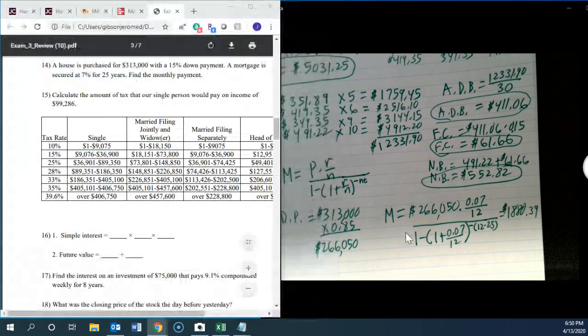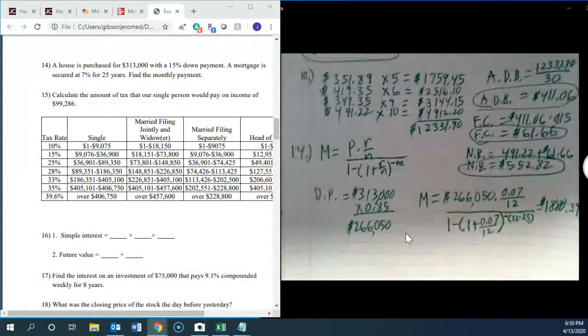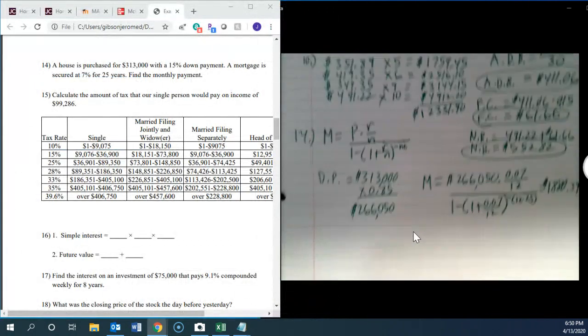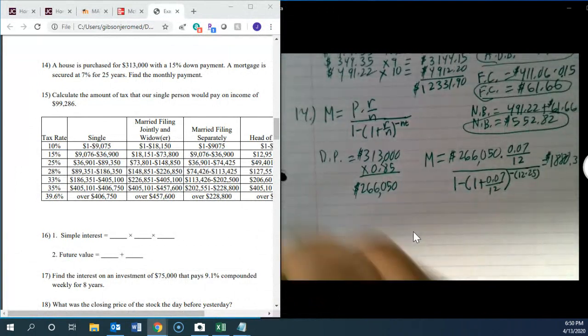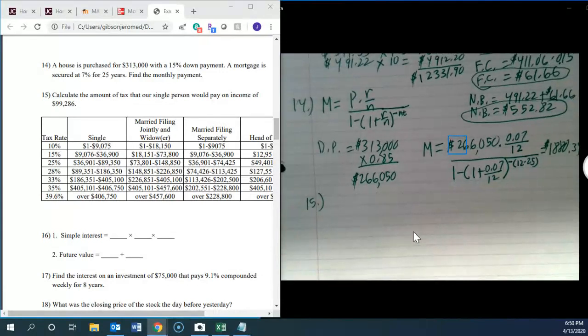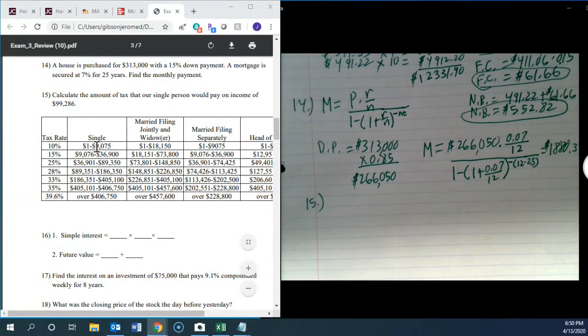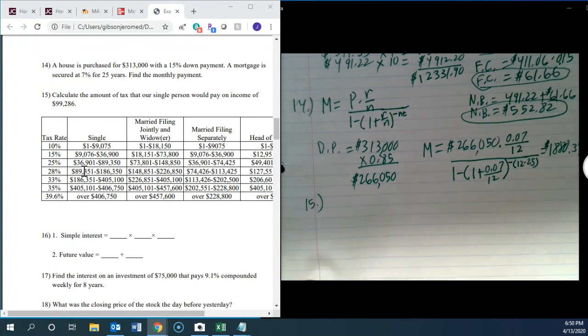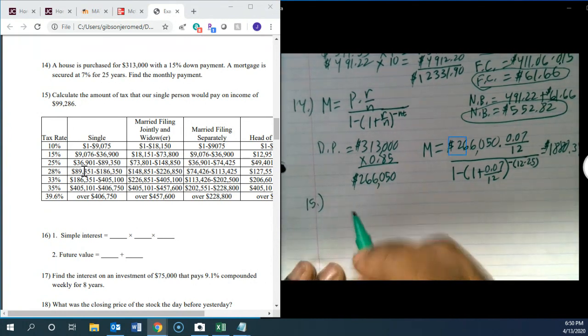So now, we took care of problem number 14. Now we move on to problem 15. Problem 15 says, calculate the amount of tax that our single person would pay on income of $99,286. So my suggestion here is to first look at single. The $99,286 falls in the 28% tax bracket. So knowing that, this is how we would start off.